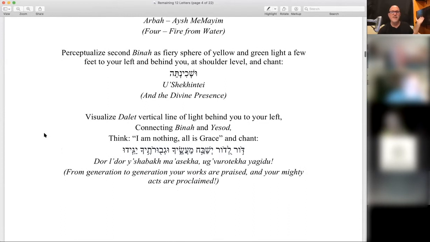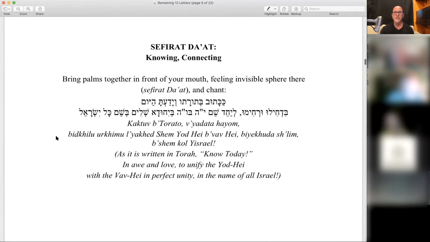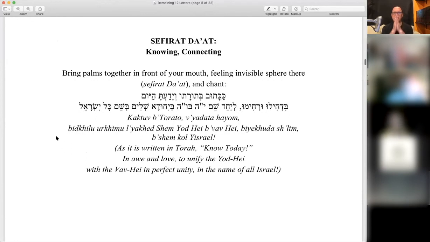And seeing the line of Dalet coming down from Bina down to where Yesod will be. Dalet, the recognition that all that we experience, all we are and all we have is coming to us as grace. Dor ledor. Dor ledor yeshabach ma'asecha u'gevorotecha yagidu. Bringing palms together in front of your mouth.